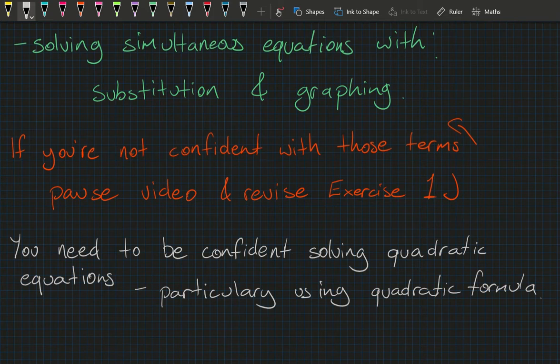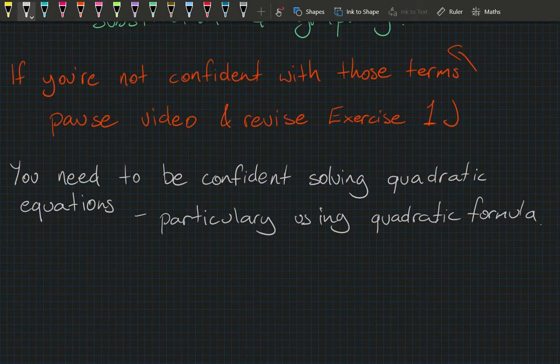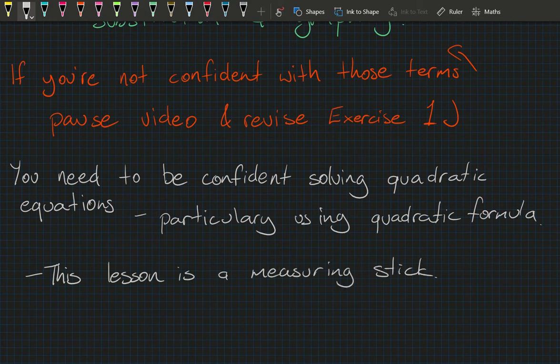Considering everything that we're doing and drawing from concepts from a previous unit, this lesson is really a measuring stick, so I hope you treat it like that to really see how far you've come this year. Alright, we'll see you in the introduction.